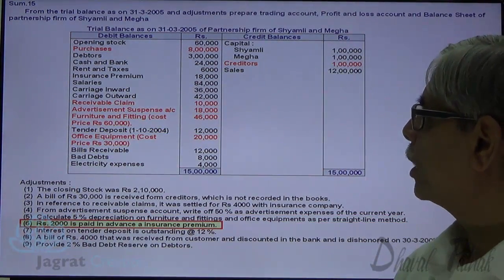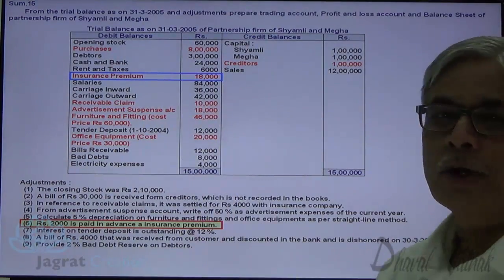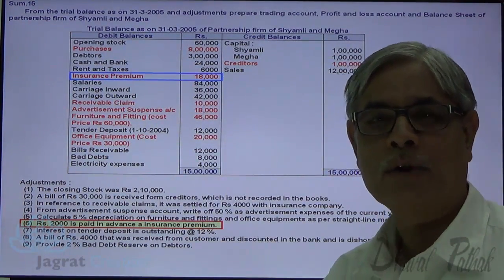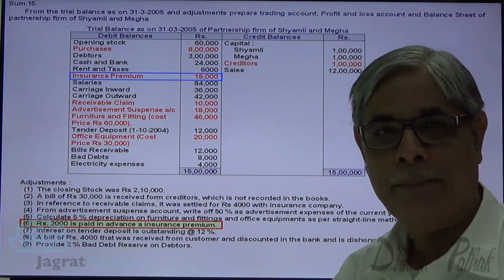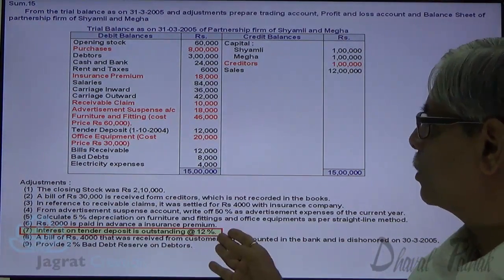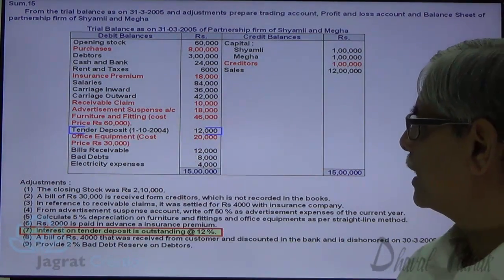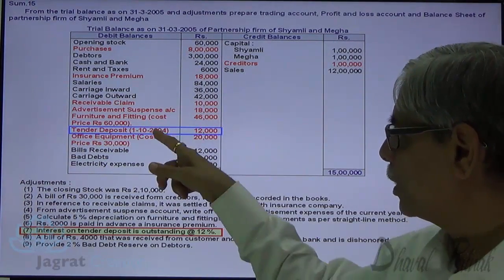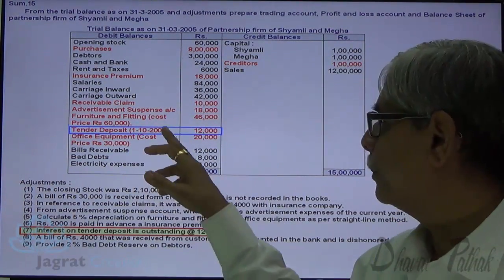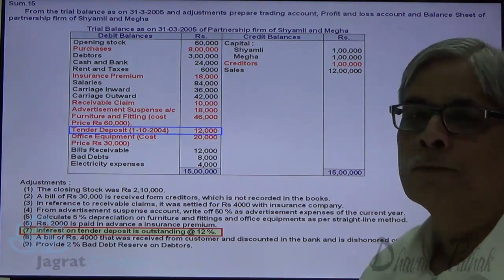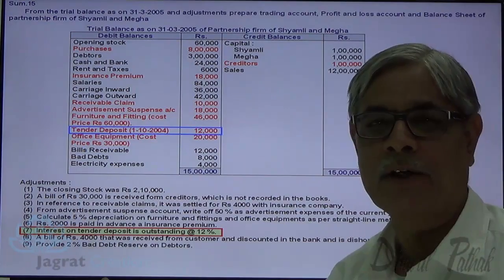2,000 paid for insurance, prepaid insurance. From 18,000, 2,000 will be deducted and 2,000 prepaid insurance will appear on the balance sheet asset side. Interest on tender deposit outstanding. Tender deposit has a debit balance of 12,000. 12,000 into 12% for 6 months. Why 6 months? Because from 1st of October to 31st of March 2005. So October, November, December, January, February, March.